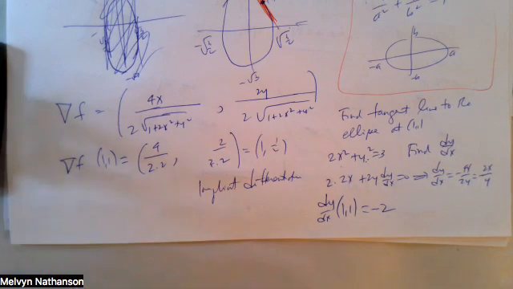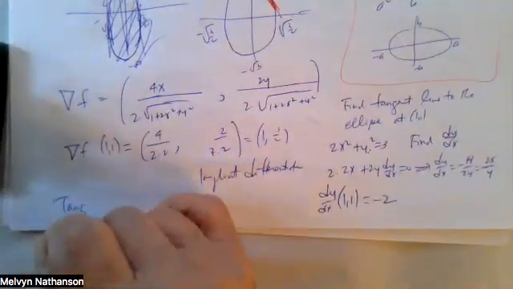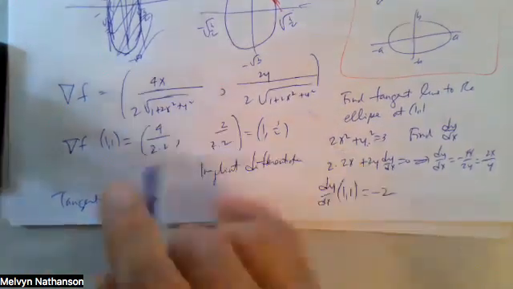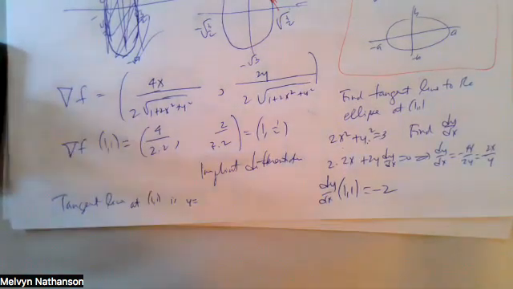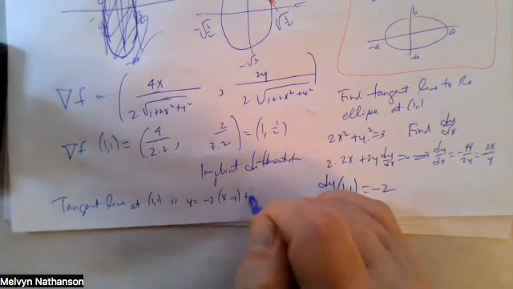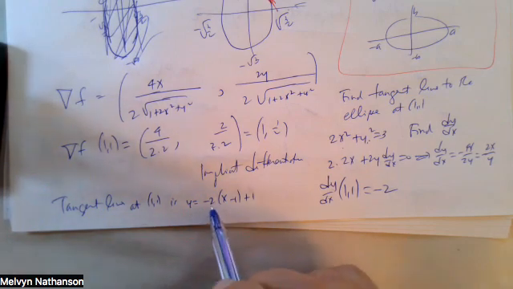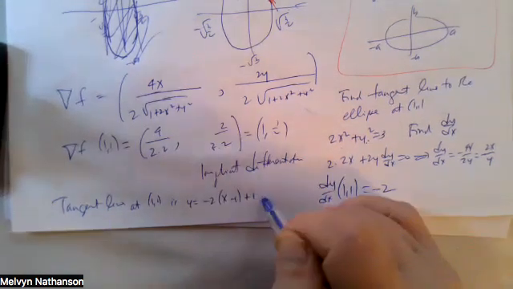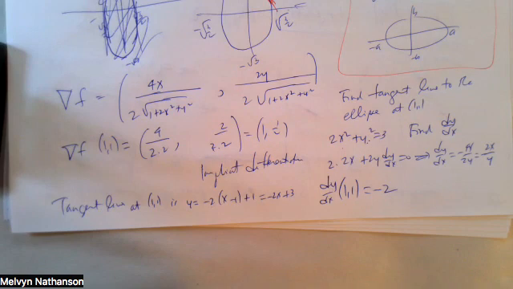So the tangent line at the point 1, 1 is y equals minus 2 times x minus 1 plus 1. You have to remember this is fundamental in Calc 1, how to find the tangent to a curve at a point. It's the slope times x minus 1, plus 1. This is minus 2x plus 3. So that's the tangent line.